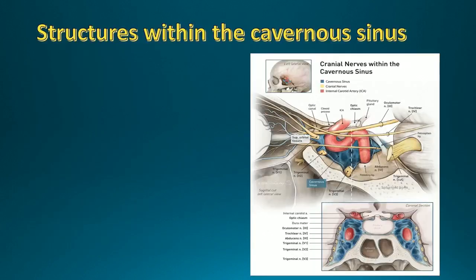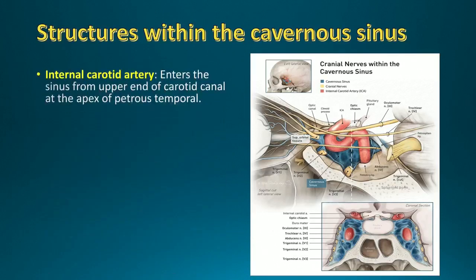So structures on the lateral wall of the sinus we have seen, which is separated from the sinus only by the endothelial lining. But within the substance of the sinus, we come across two more structures. One is the internal carotid artery.